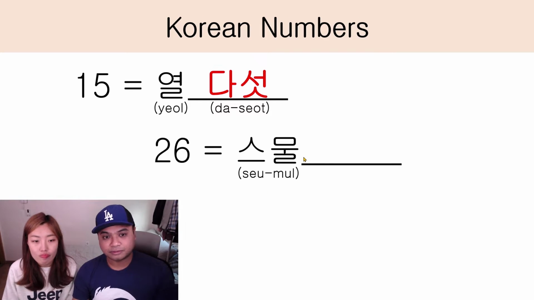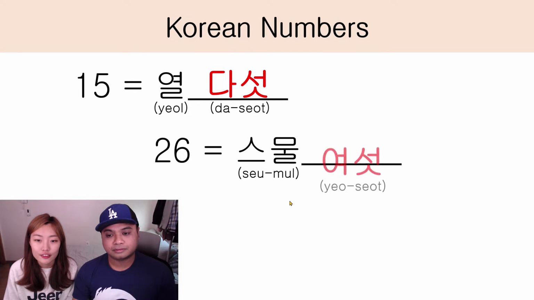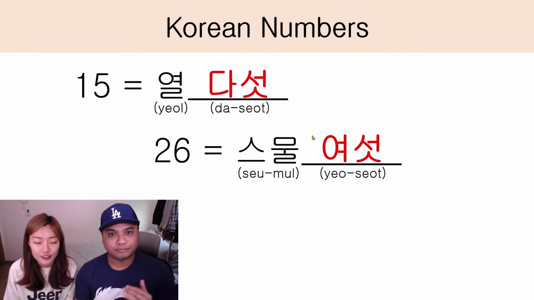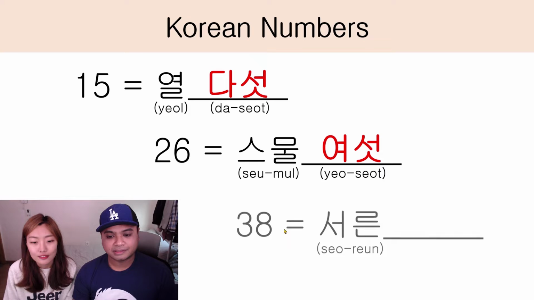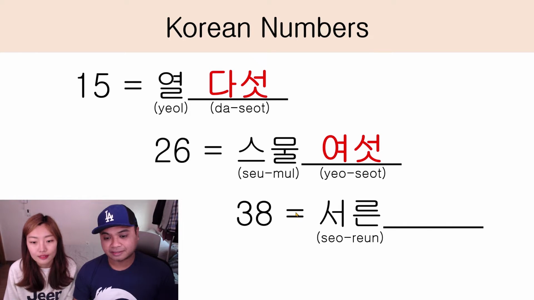The next example is 26. To say 20, you need to say 스물, and to say 6, you need to say 여섯. Then we combine those two together to make 26: 스물여섯.